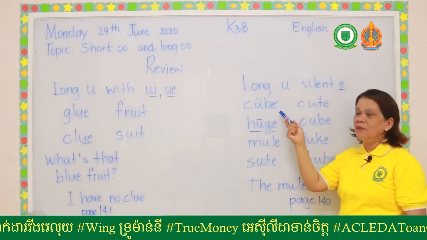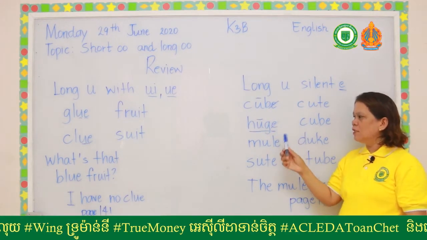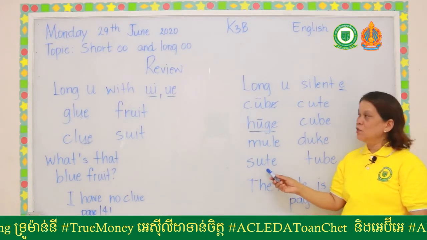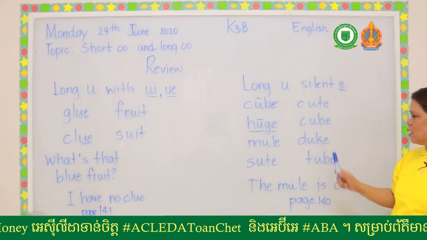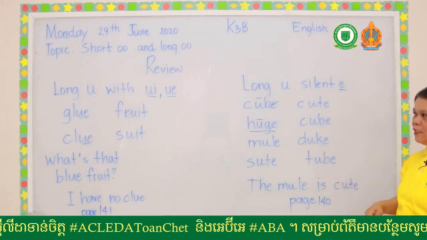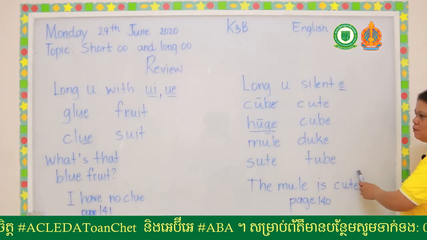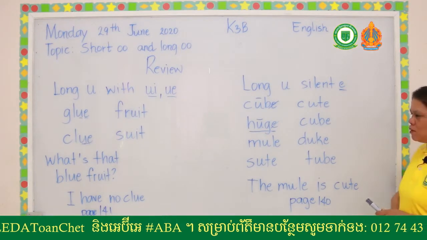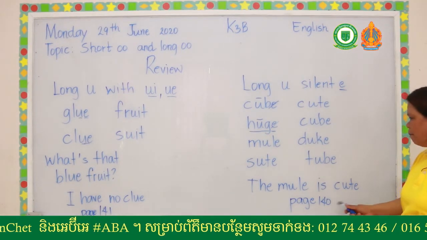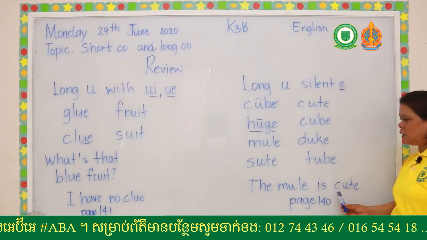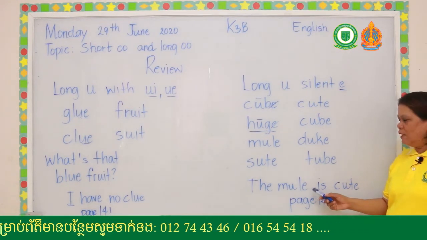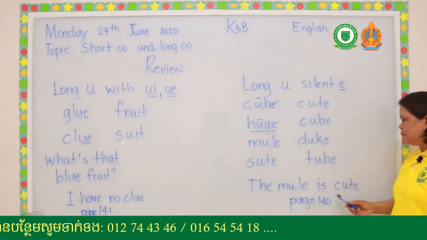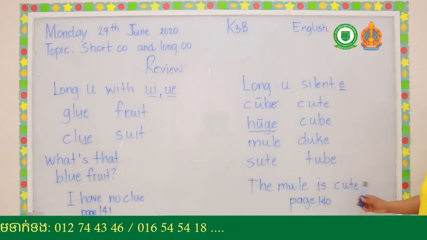Again: cube, huge, mule, suit, cute, cube, duke, tube. We had already finished this before, but I think most of you forgot it already. So, the mule is cute. What is a mule? This is a small deer. Small deer. The mule is cute.